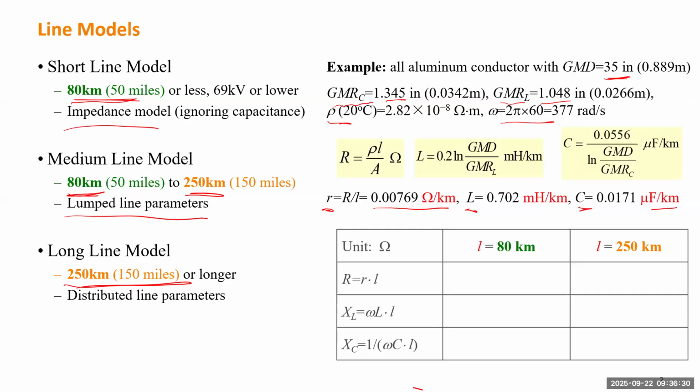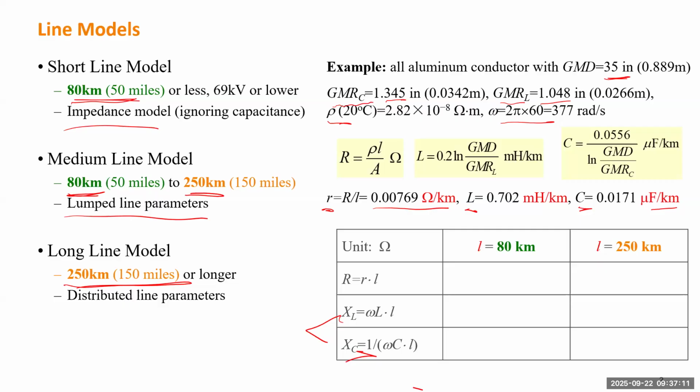80 kilometers separating the short line from the medium line, and 250 kilometers separating the medium line from the long line. Okay, so let's just plug the length of the line into those formulas to see what the total resistance or reactance is. For reactance, we consider both inductive reactance and capacitive reactance. Inductive reactance is connected in series with the resistance. Capacitive reactance actually means the reactance to the ground. It's the reactance between the conductor and the ground.